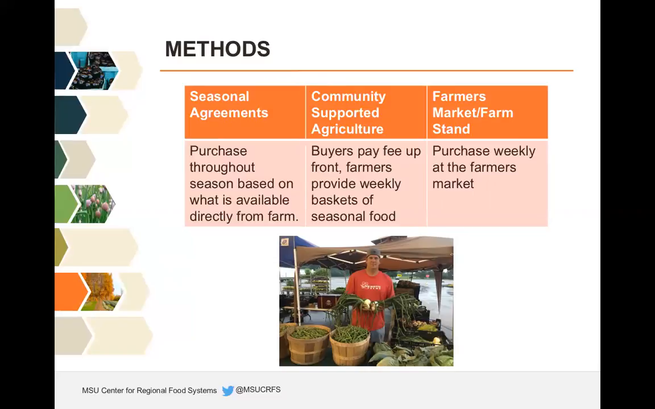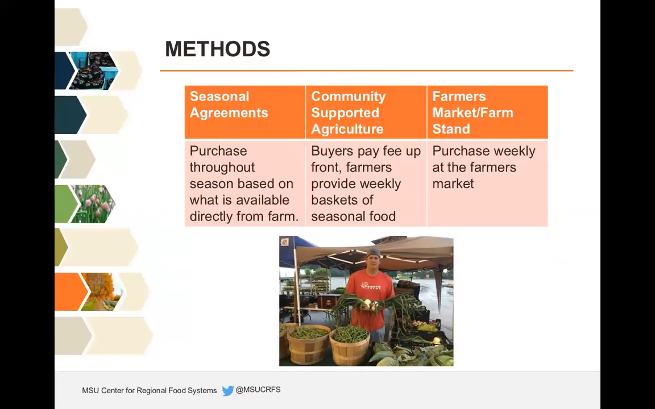It also works for farmers to have more income up front when their costs are high. Some CSAs deliver, whereas others require pickup on the farm. And CSA shares tend to be smaller, so work well for family daycare homes or smaller centers.